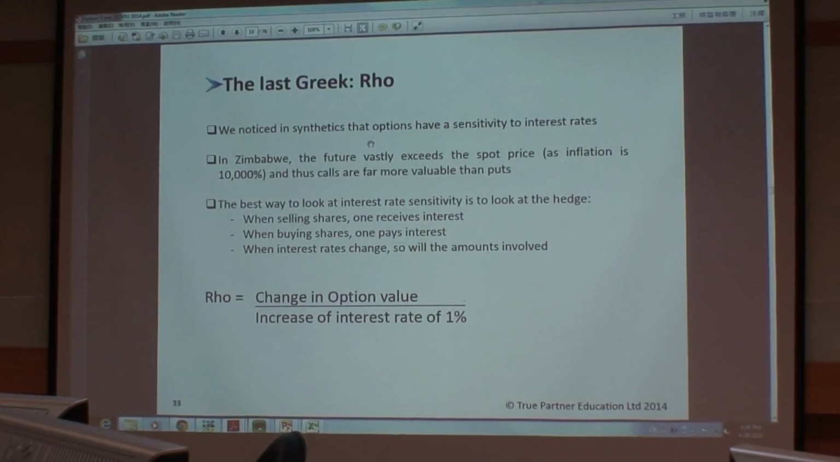So the idea is, the rho is just my change in option value if my interest rate rises by a percentage point. And with a percentage point, I mean the rate changes by 1%, from 2 to 3 or 3 to 4, etc. So that's actually quite straightforward.